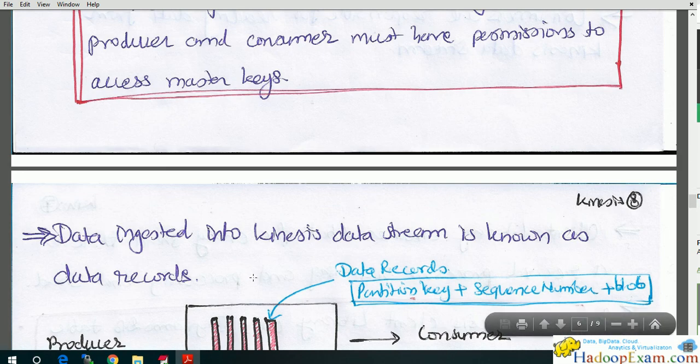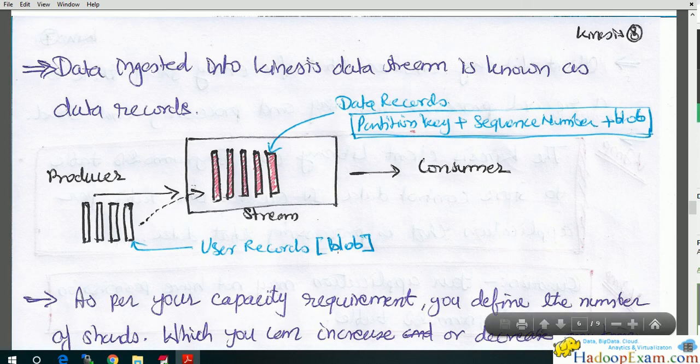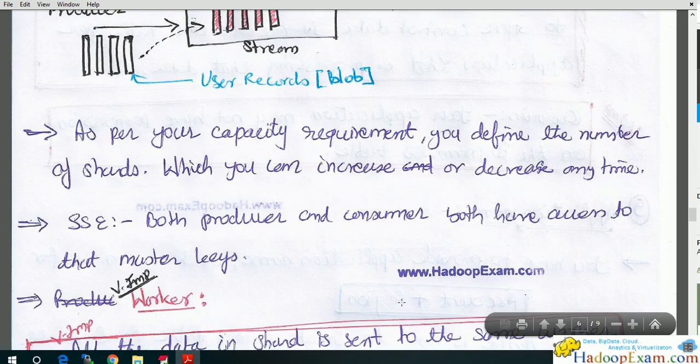Data ingested into a Kinesis data stream is known as data records, as we have discussed. This is the user record, the actual blob, the actual business data, and a data record is a combination of these three. As per your capacity requirement, you define the number of shards. Like if I'm getting 10,000 records per second, how many shards do we need? For write, 1,000 records per second is the limit. So if I'm getting 10,000 records per second, I would need to provision 10 shards in my stream. So for server side encryption, both producer and consumer need access to the master keys.